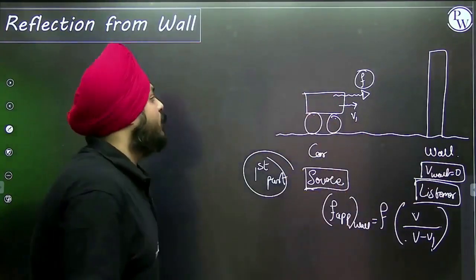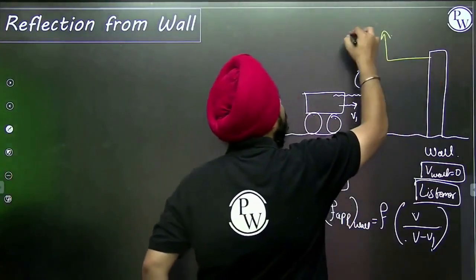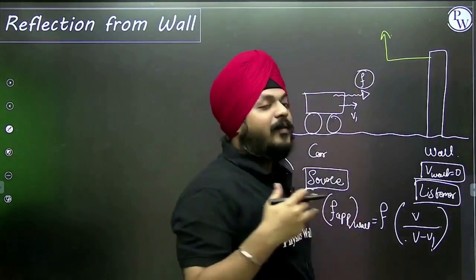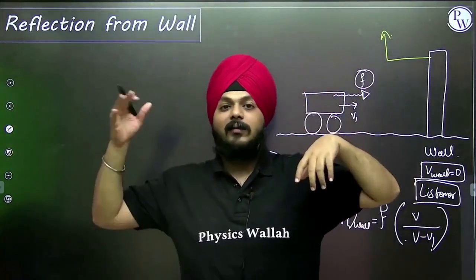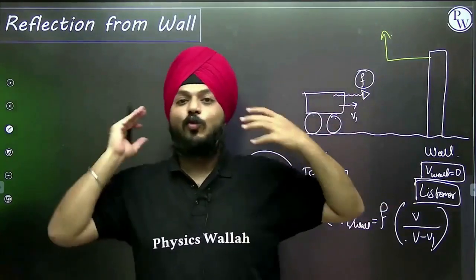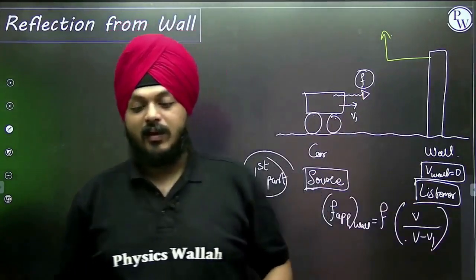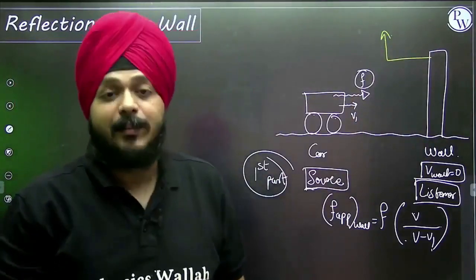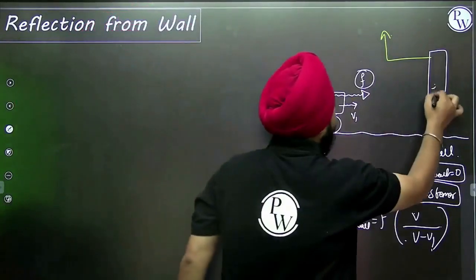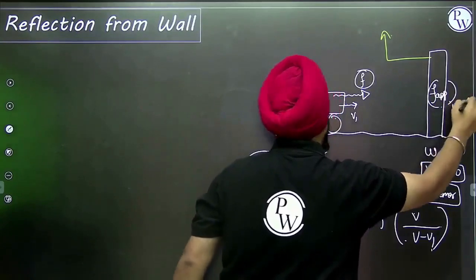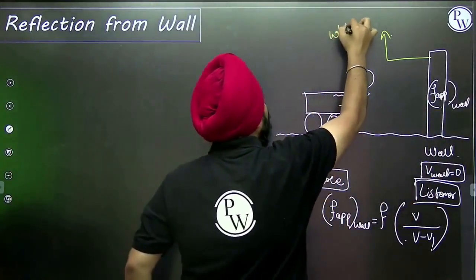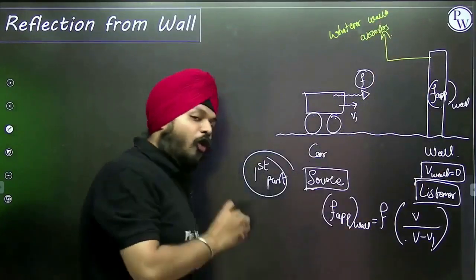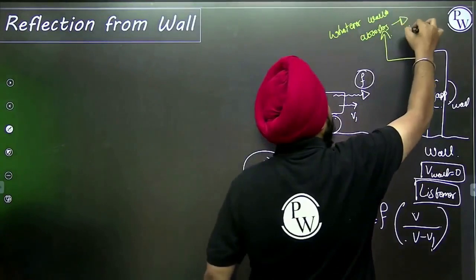Now there is a special characteristic of the wall. Humans have two ears, and in Hindi there is a saying, ek kaan se suno, dusre kaan se nikal lo. The wall does the same thing. Whatever amount of frequency is absorbed, the entire thing is emitted. So if the apparent frequency F' is heard by the wall, whatever the wall absorbs, it reflects back.